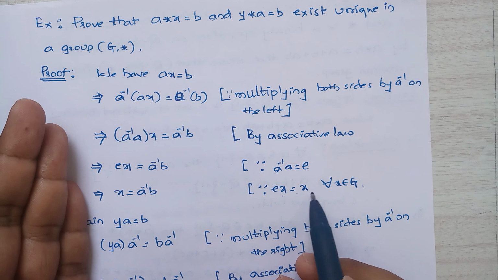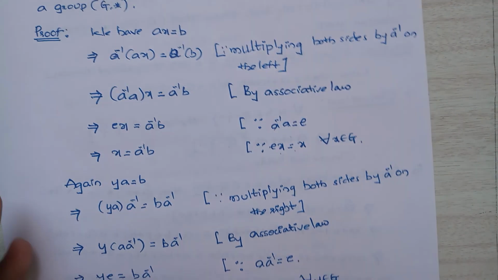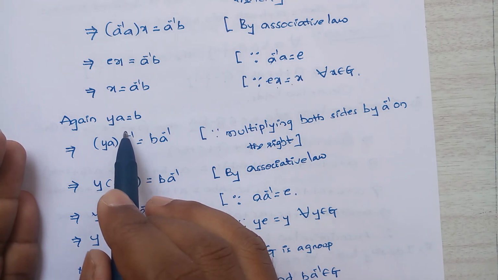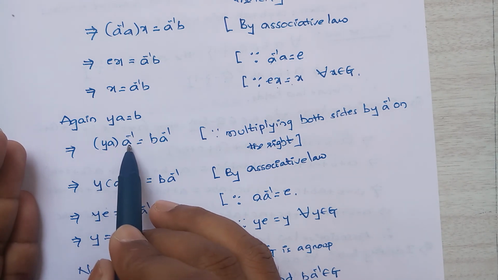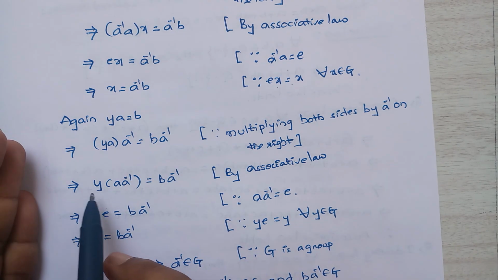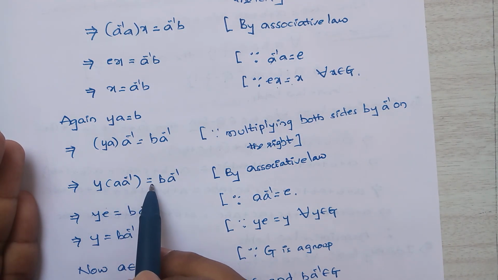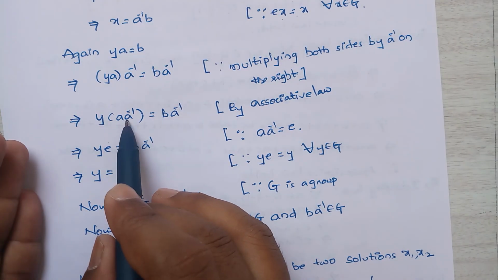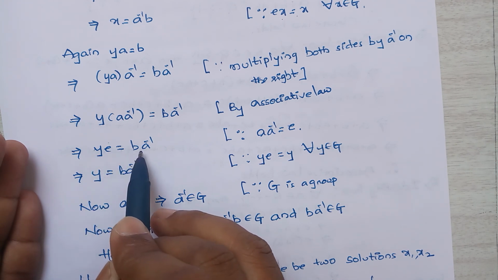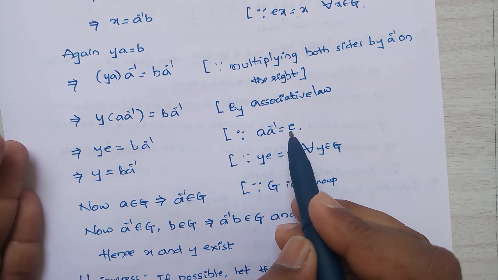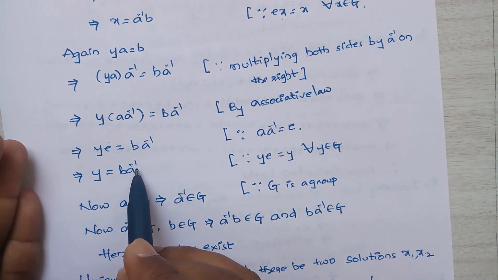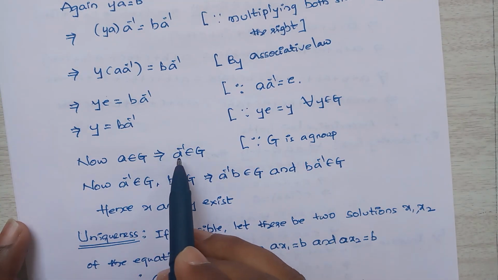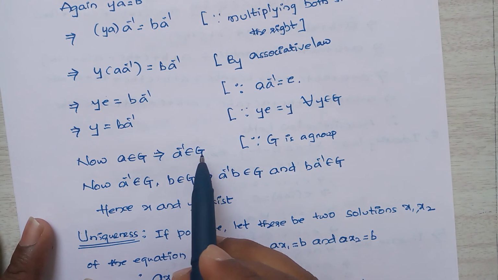E into x is equal to x for all x belongs to G. Again I take Ya = B. Here on the right side I multiply by A inverse. Then it becomes Ya A inverse is equal to B A inverse. That implies Y (A A inverse) is equal to B A inverse. A into A inverse is what? E. So Y is equal to B into A inverse, because A into A inverse is equal to E. Now for all A belongs to G, A inverse also belongs to G, because G is a group.